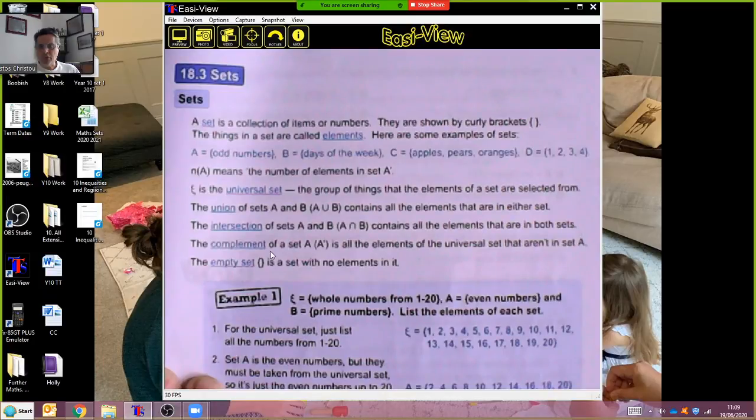This is important, the complement of set A. So A with a little dash, it will be clearer in your textbook than on the video because your textbook's a lot clearer than this. The complement of set A means all the elements that do not belong in set A. All the elements that do not belong in set A.